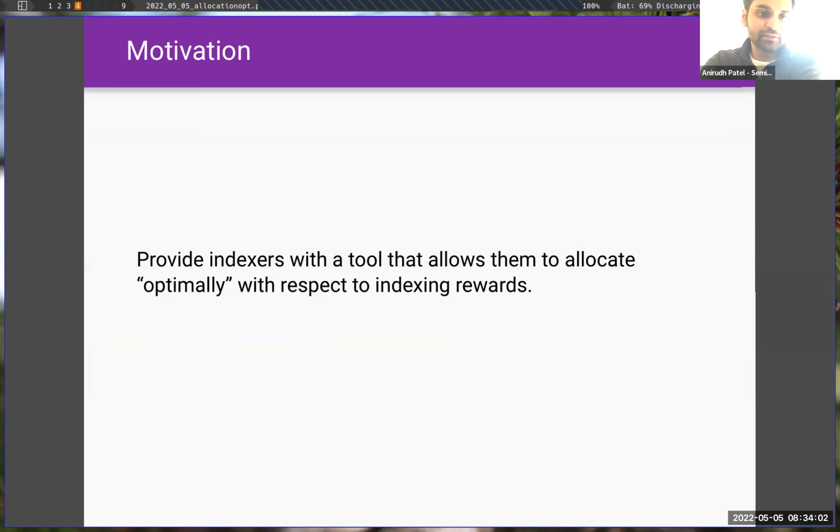So the motivation is really just to provide indexers with a tool that allows them to allocate optimally with respect to indexing rewards. A couple of things to note on this slide: we are talking about indexing rewards. We're not considering anything about query fees in this optimal allocation tool. And then, like I said, we'll also have to dive into the word optimal a little bit to make sure that indexers understand what we mean by optimal.